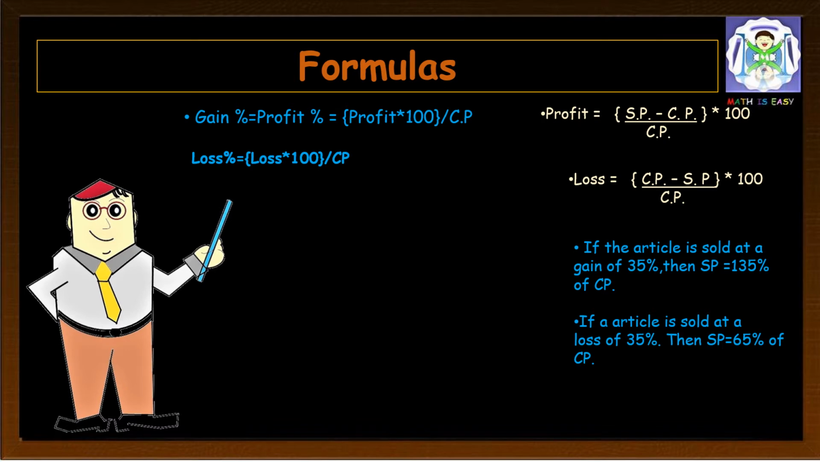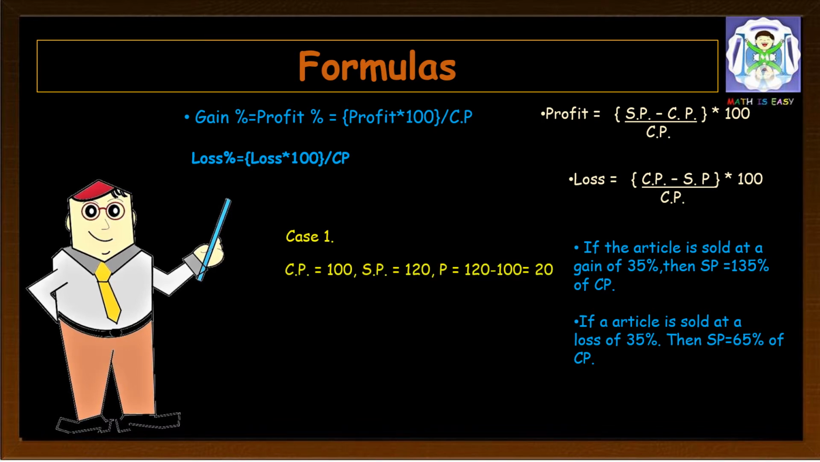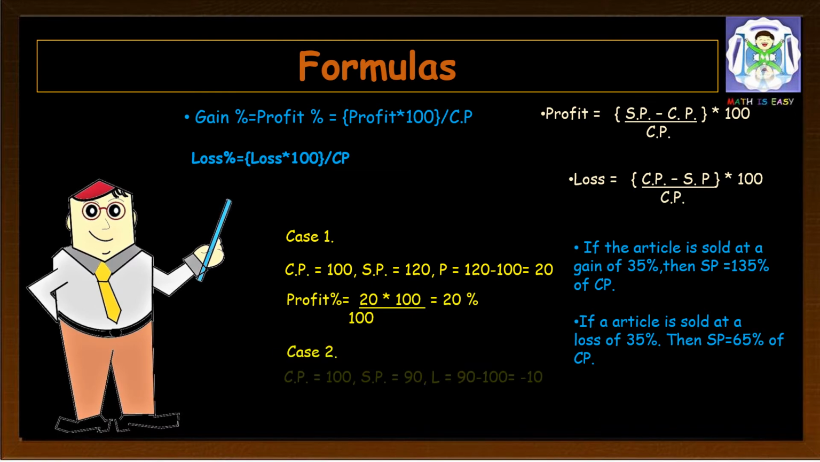So let's take the case which we discussed earlier. In case one, when we sold our book for $120, we had a profit, which is 120 minus 100, which is 20. So when we have to find the profit percent, we put these values into the formula above and we see that we have a profit of 20%. In case 2, we lost $10. So the loss percent is 10 over 100 multiplied by 100, which is 10%.